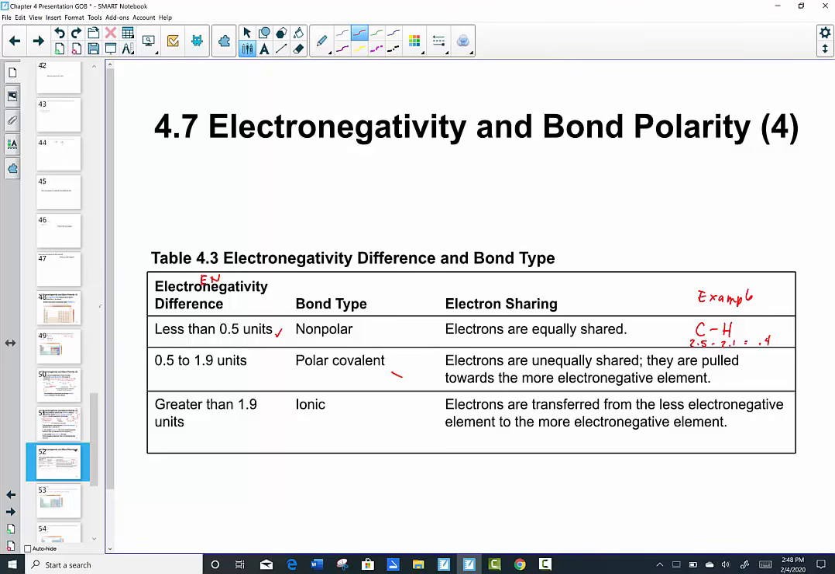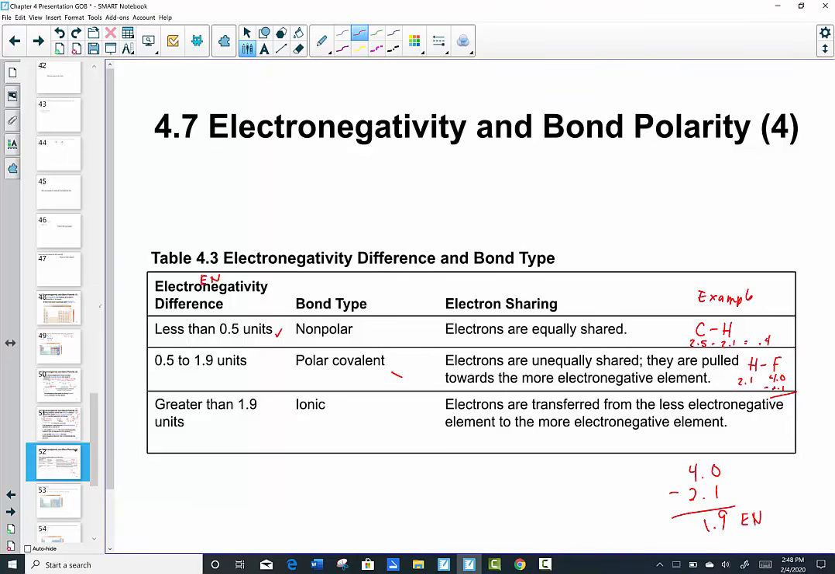If we subtract two elements that are bonded together and come up with a value greater than 0.4, so let's say 0.5 to 1.9, just slightly less than 2, these are now called polar covalent bonds. Let's suppose I have a molecule, let's do HF. Fluorine with its electronegativity value of 4.0 and hydrogen with an electronegativity value of 2.1. When I subtract those two, that's 1.9. That's our electronegativity difference.